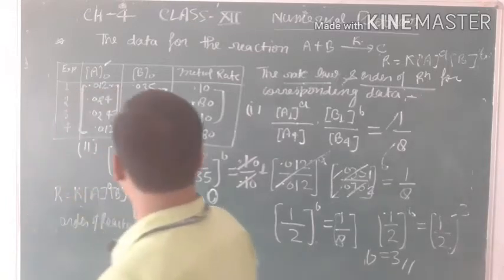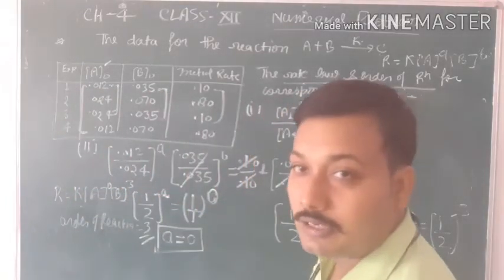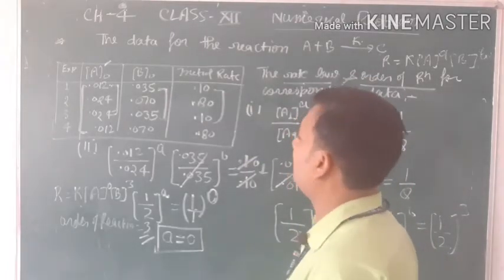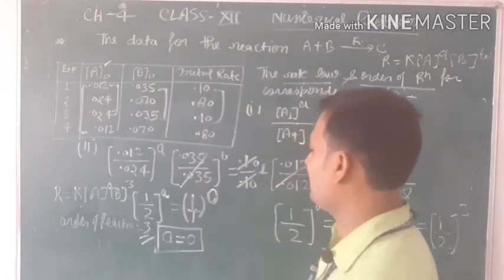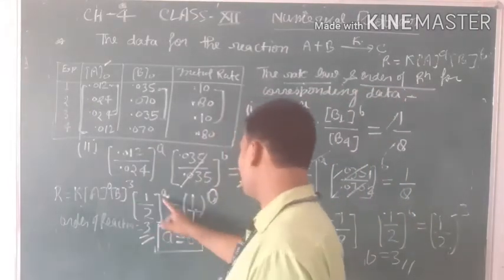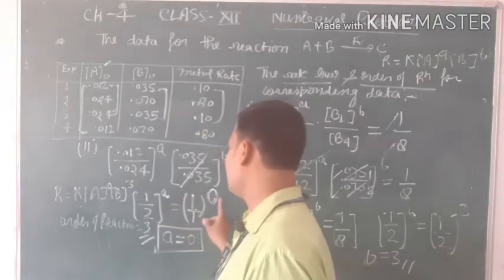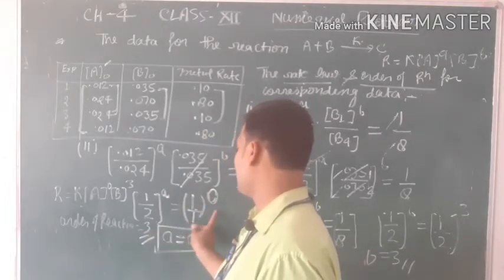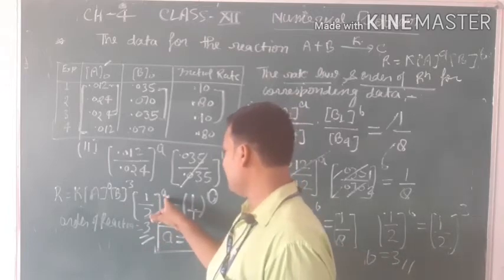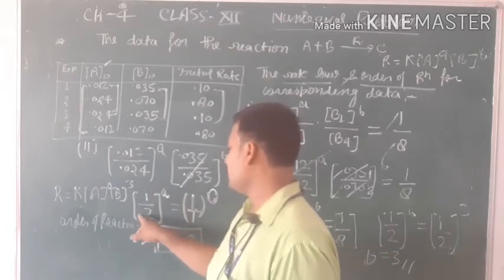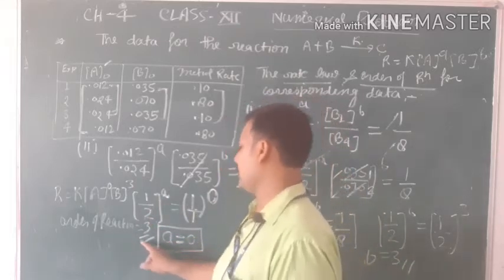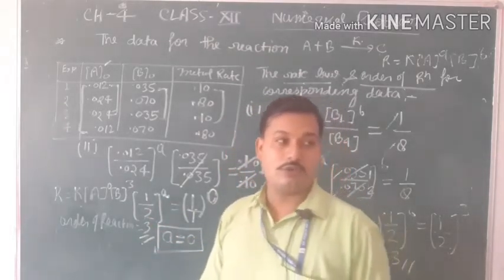Okay, so this is your question related to the calculation of order of reaction and rate law with the help of concentration and initial rate. Okay, again try to understand. This cancels out. So 1 upon 2 to the power a equals 1. So how can we compare it? You know very well that if a is equal to 0, then the value is equal to 1. So for calculation a is equal to 0. So we get the overall order of reaction equal to 3.